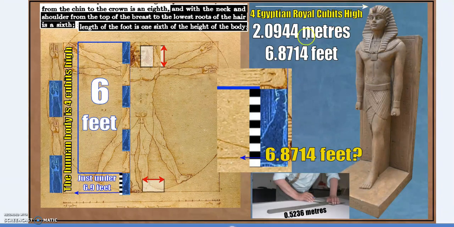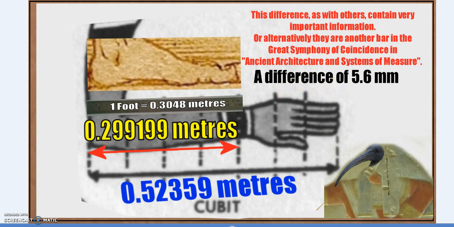Egyptian man being 4 cubits, because 1, 2, 3, 4, as well as wide would be 1 and 2, then 3, then 4. 4 cubits does match, but does not match 6 feet. But 4 Egyptian raw cubits, 2.0944 meters, 6.8714 feet. Vitruvian Man is just under 6.9 feet. Here I believe that Leonardo da Vinci has encoded the Egyptian raw cubit, which relates to the meter, the second, the pendulum, and has embedded this in this particular famous illustration, difference of 5.6 millimeters.